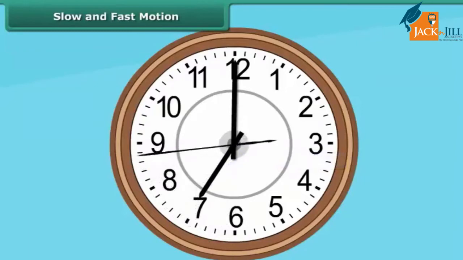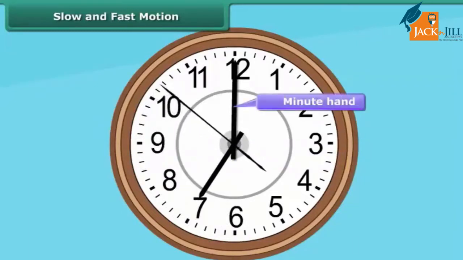The needle smaller than the second hand and longer than the hour hand is the minute hand. It moves slower than the second hand but faster than the hour hand. It completes 1 revolution in 1 hour.